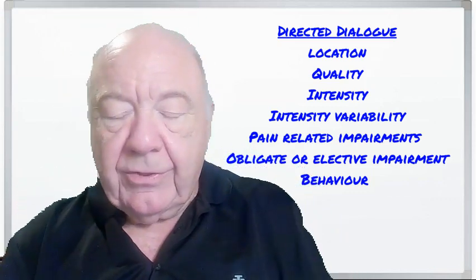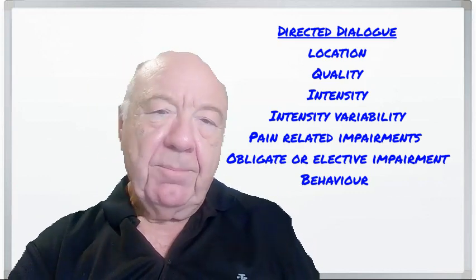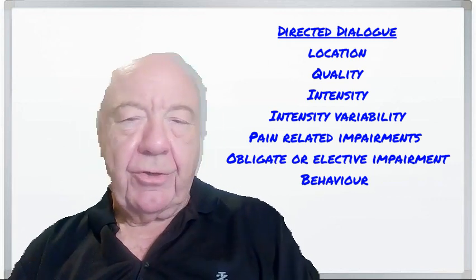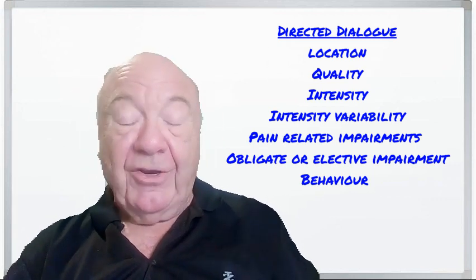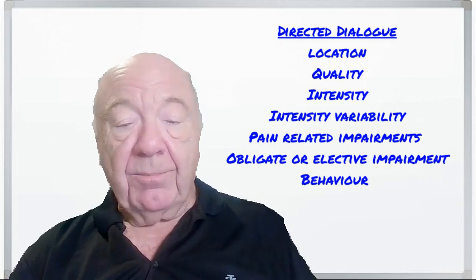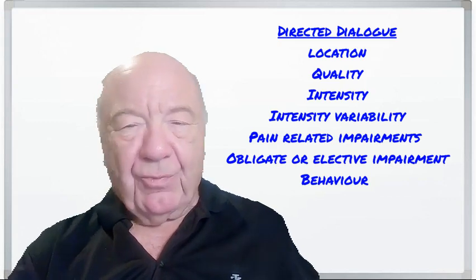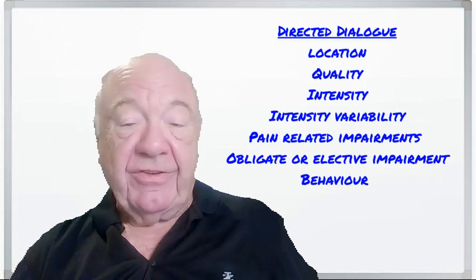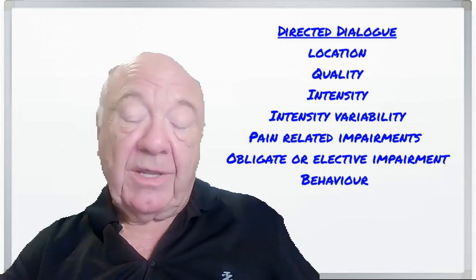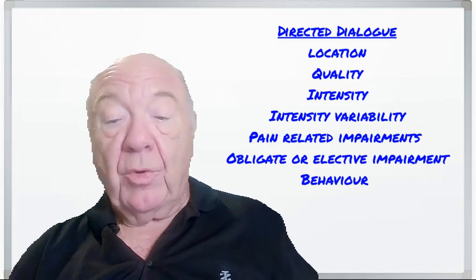How is it related to impairment? What can't you do? Is this impairment obligate or elective? Do you choose not to do it because you know you're going to have consequences for doing it? Or can you not do it because the pain is so severe? So this now becomes much more rich. It's richer, the patient spends, and it doesn't actually take an awful lot of time if you direct it properly. But it is richer, the patient feels more satisfied, and you get a lot more information than a simple pain scale.